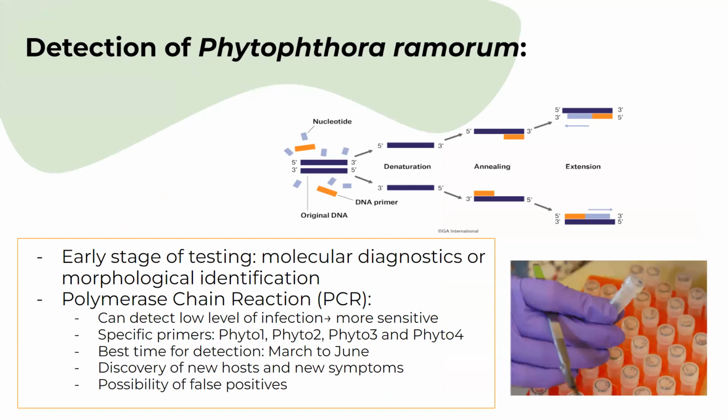The data from their study showed that PCR was more sensitive than other tests, as it could detect a lower level of infection. However, it is limited by the window of optimal testing from March to June. Also, this method has a possibility of producing false positives. Despite this, they're enthusiastic about the results of the study, as it could potentially lead to the discovery of new hosts and symptoms of P. ramorum to better detect and address this disease.